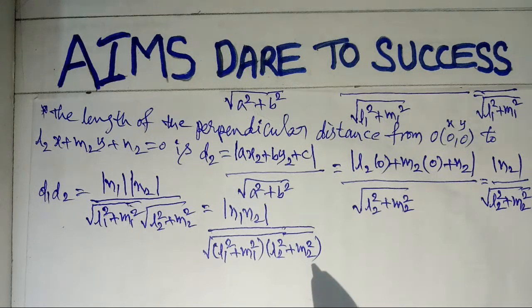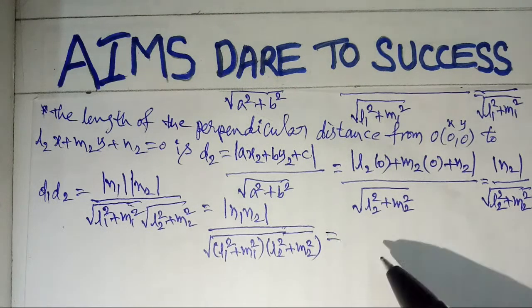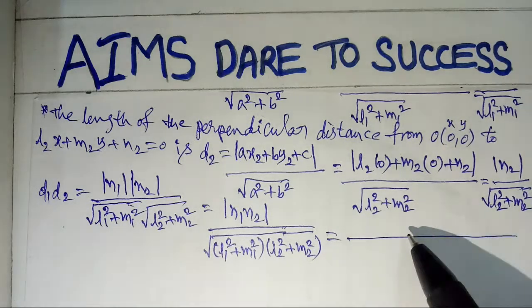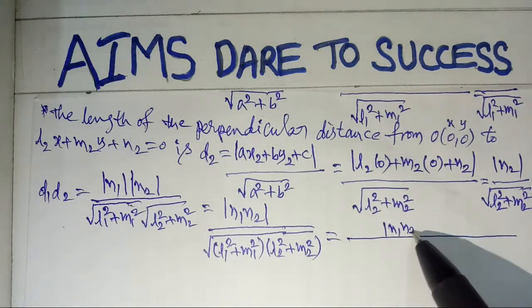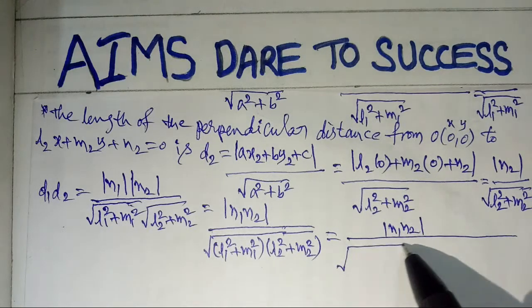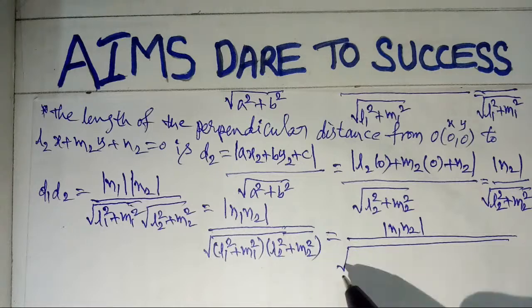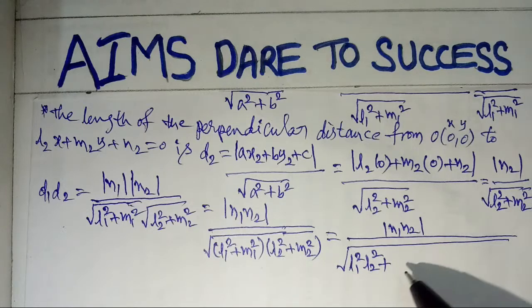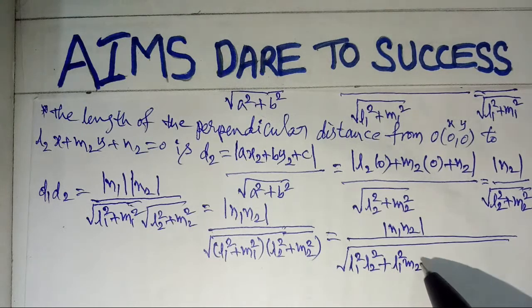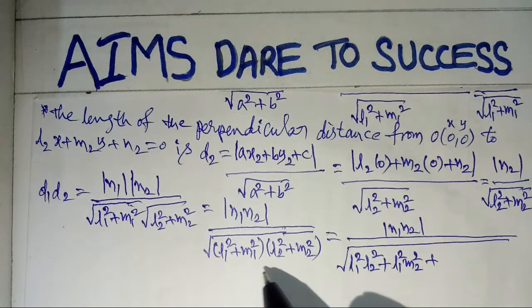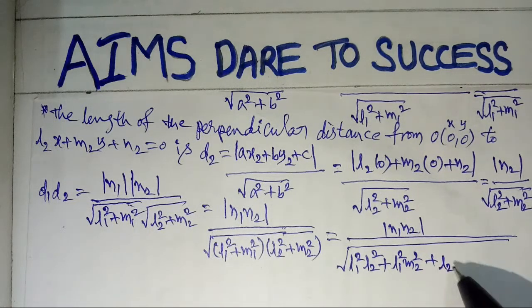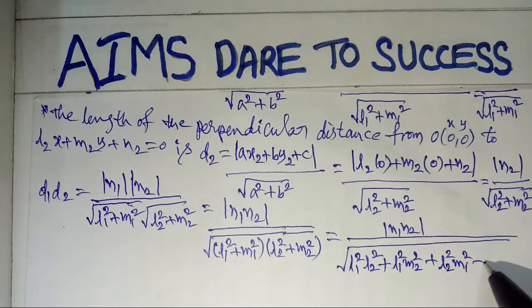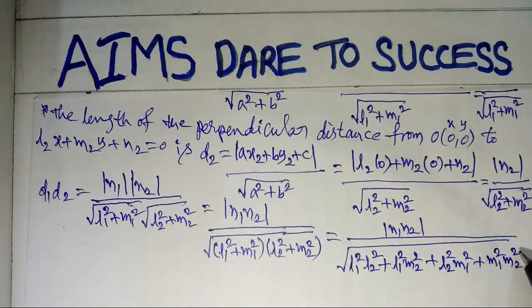So numerator, don't disturb; only the denominator you can simplify like the previous one. Okay, so mod you can write as it is, mod n1 n2 from numerator as it is. Denominator multiplication: L1 square into L2 square plus L1 square into M2 square plus, like these two values, and write serially L2 square M1 square plus M1 square M2 square.